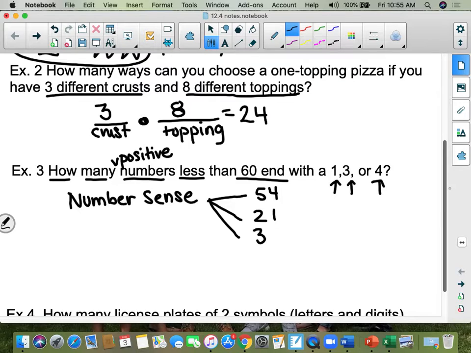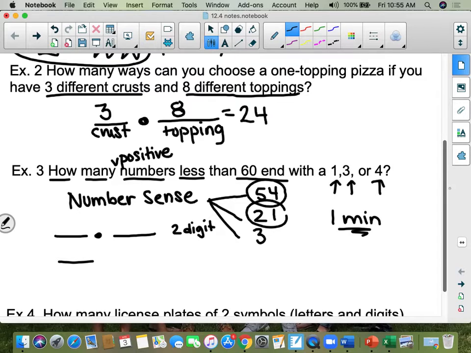On the ACT, you could probably sit there and list them if you wanted to, but you have a minute to do this problem. So instead of trying to list them, I'm going to show you by making spaces. What does this stand for? It stands for the 2-digit numbers that I'm talking about over here. I also have to list one space, which stands for my 1-digit numbers that are less than 60, like the number 3. So I need 2-digit spaces and I need a 1-digit space.